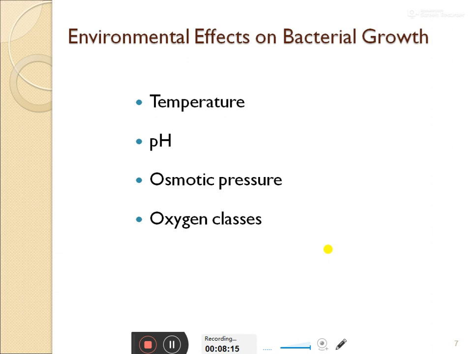Some bacteria can grow at minimum temperature, while some can survive or grow up to 80 or 90 degrees Celsius. Some bacteria require low pH, or can grow or survive in acidic conditions, while many others can grow or survive in alkaline conditions. Some bacteria can tolerate extreme tonicity, whereas some are stable or can survive only in osmotic conditions.